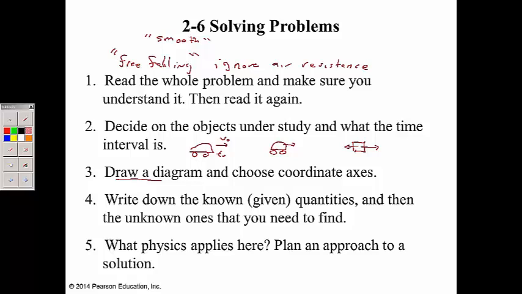Now write down everything that you know. Since this is one-dimensional motion, we're going to probably know position, velocity and acceleration, and we might know the initial ones. Write down everything that you know, maybe even put them in a table. Think about what physics applies to this problem and plan an approach.